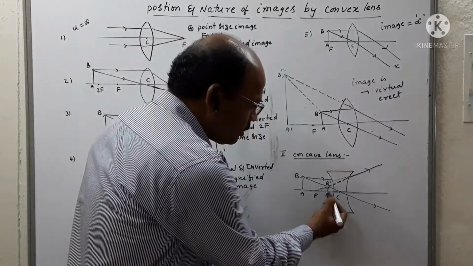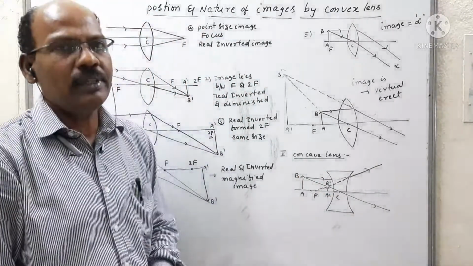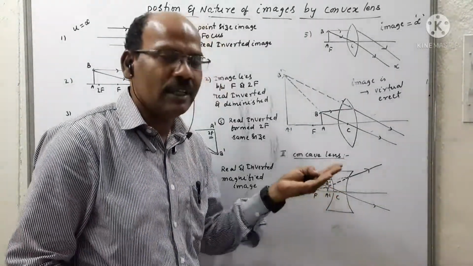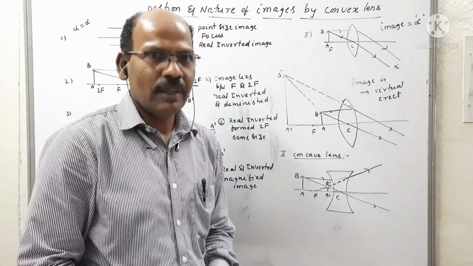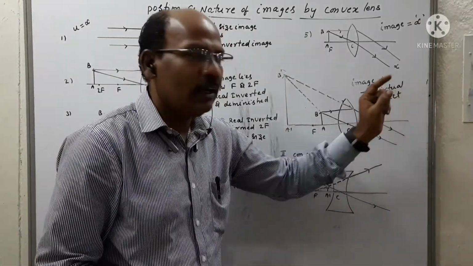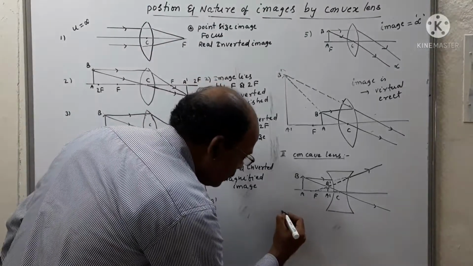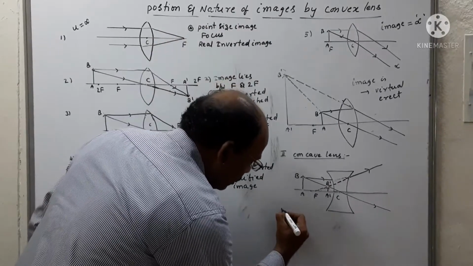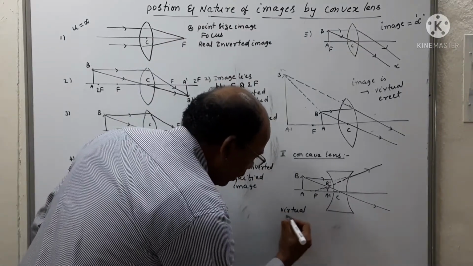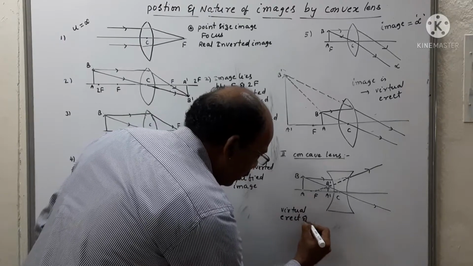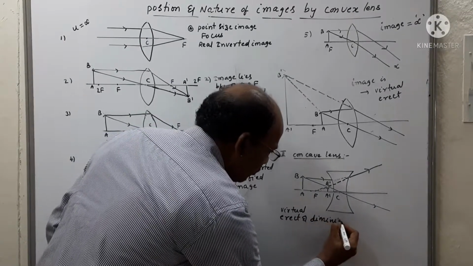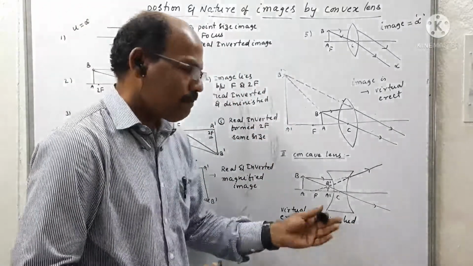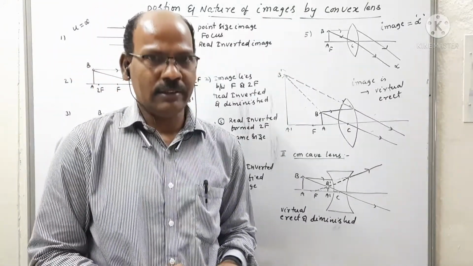So the size of the image is smaller compared to the size of the object. So it is called a diminished image, and it is also formed on the same side of the concave lens. Hence it is also called virtual erect. So concave lens always forms a virtual erect diminished image. This is the nature and the position of the image formed by the concave lens.